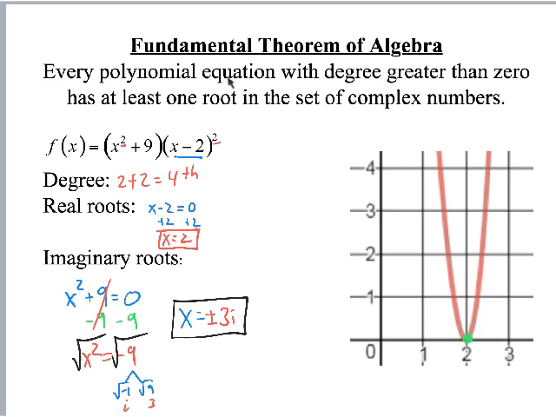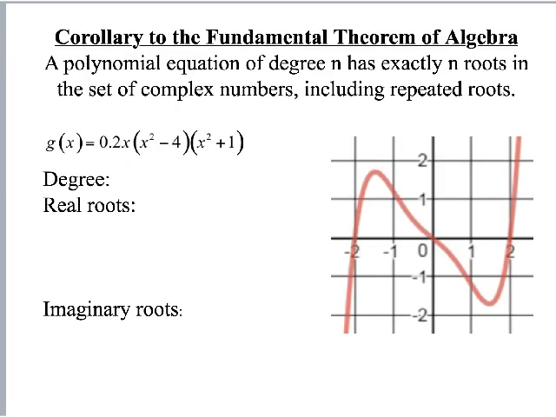So, according to the statement, this is a polynomial greater than 0, and it has at least one root in the complex numbers. Okay, this one actually has 3. 1 real, 2 imaginaries. So let's talk about the corollary to the fundamental theorem of algebra.